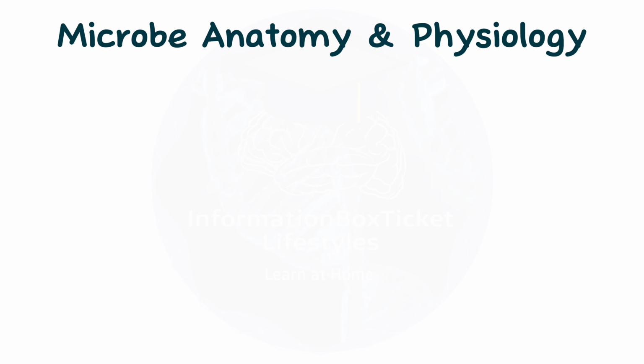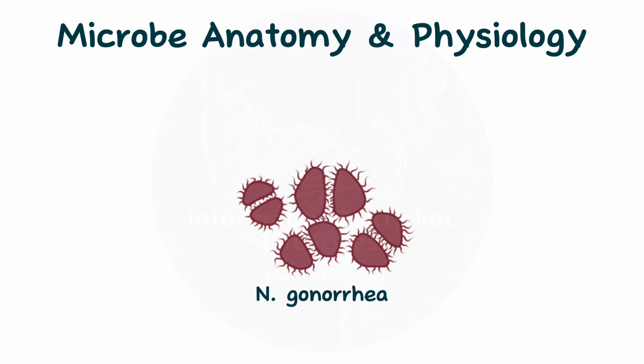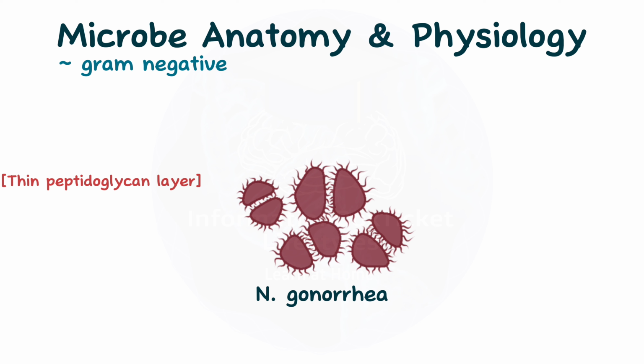Now, let's explore a bit of microbe anatomy and physiology. Neisseria gonorrhoeae is a gram-negative bacterium because its cell wall contains a thin peptidoglycan layer, which prevents it from retaining the purple dye used during gram staining. Instead, like other gram-negative bacteria, N. gonorrhoeae takes up the pink safranin dye.